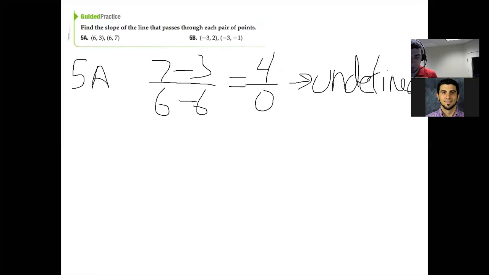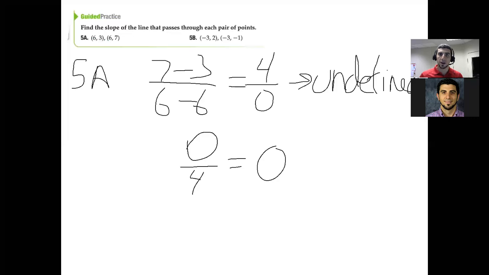Okay, so be careful. If it ended up being 0 over 4, that would equal 0. You can divide 0 by any number except 0, but you're not allowed to actually divide by 0, okay? So how I think about it is, if I had 0 over 4, I always think oranges. If I had 0 oranges and I divided them up by 4 people, each person would get 0 oranges, right? Well, if I had 4 oranges and I divided them up by 0 people, you couldn't do it. You can't pass them out to people because there's nobody to pass them out to, so it's undefined.